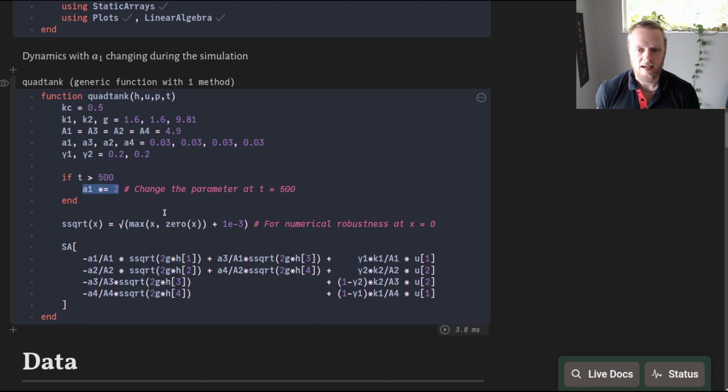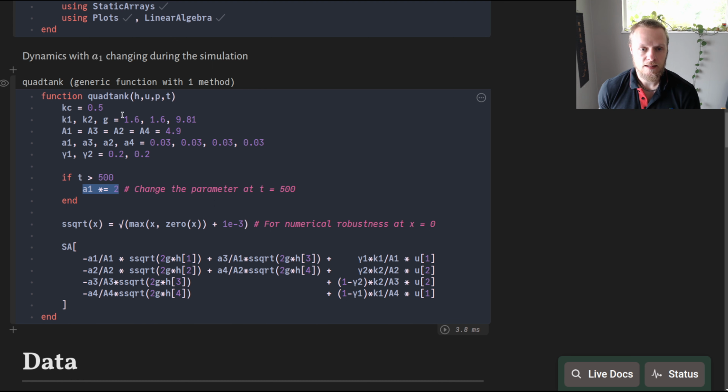So for this tank process here, maybe that would correspond to the little outlet was previously blocked by some debris. And at time 500, the debris is unstuck. And now we have the full cross-sectional area. All right, so that's just a simple little example. Otherwise, we have the same kind of 4 equations.